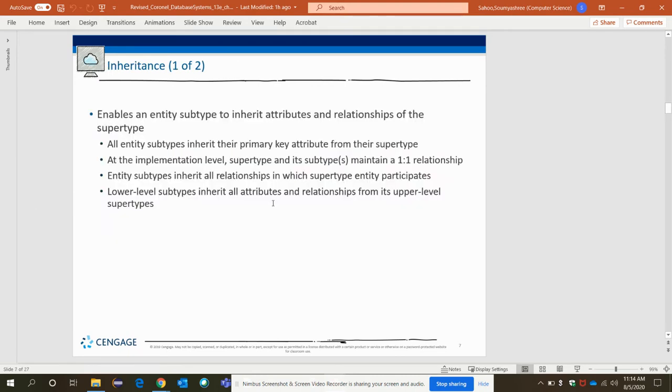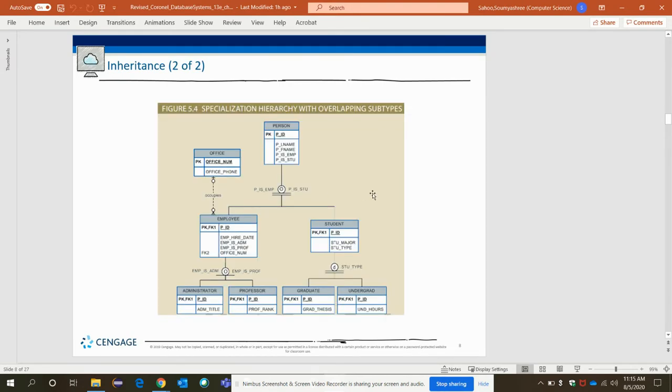If we are learning about the specialization hierarchy, we should be familiar with the concept of inheritance. If you have taken programming courses or know any programming, you must be aware of how important inheritance is for defining a structure. Inheritance enables an entity subtype to inherit the properties from a supertype entity. Let's see this through an example. Here we have the person entity. From the person entity, two entities, employee and student, inherit the properties of the person. Then two entities, administrator and professor, inherit the properties of employee, and graduate and undergrad inherit the properties of the student. This is how inheritance can be applied to a specialization hierarchy.